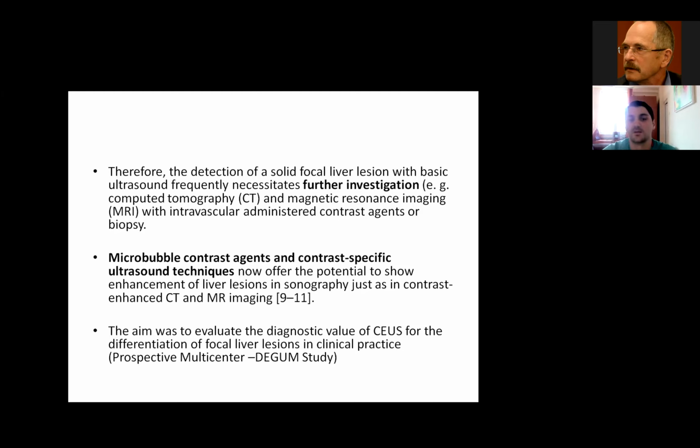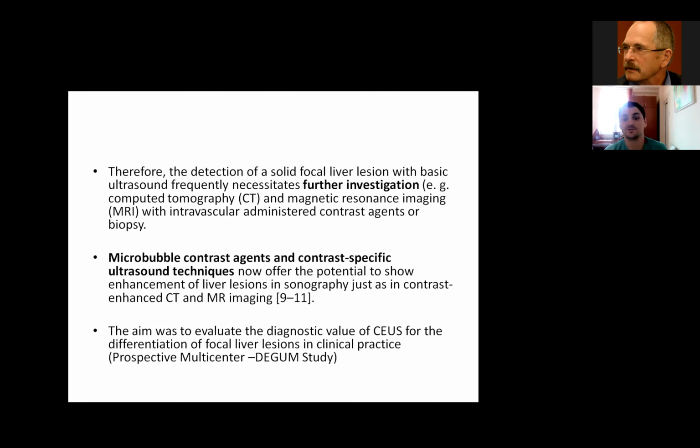But with the appearance of the microbubbles, the special contrast for the ultrasound devices that uses a sulfur hexafluoride gas in a lipid shell, that means that it will be eliminated from the body through breathing, the paradigm of focal liver lesions has definitely changed, because a lot of lesions that were previously sent to other cross-sectional imaging can now be evaluated in 2 or 3 minutes.